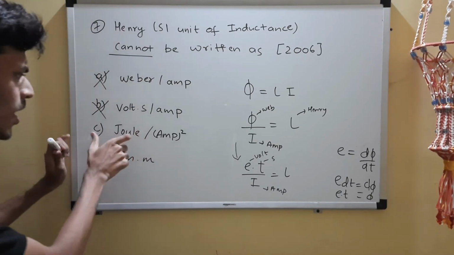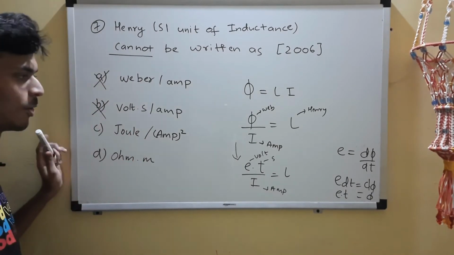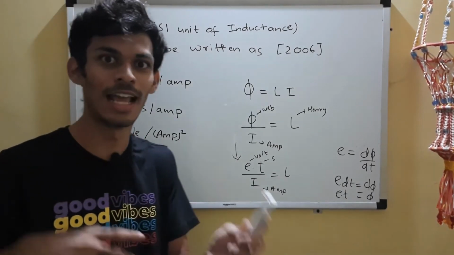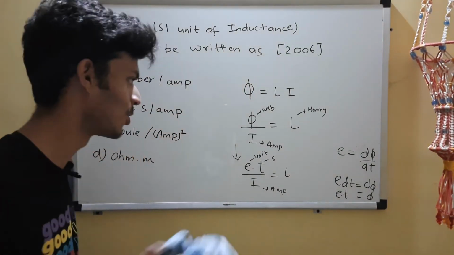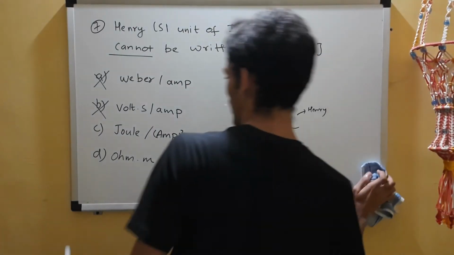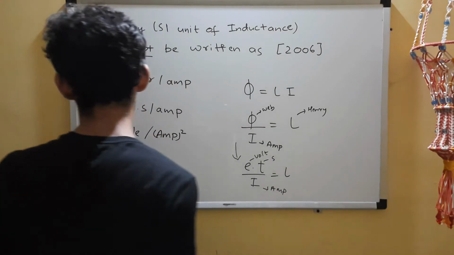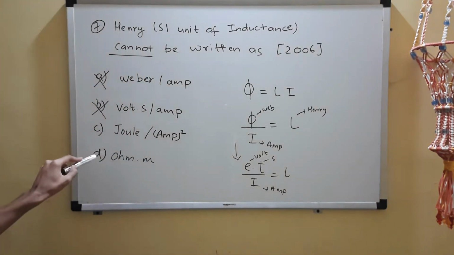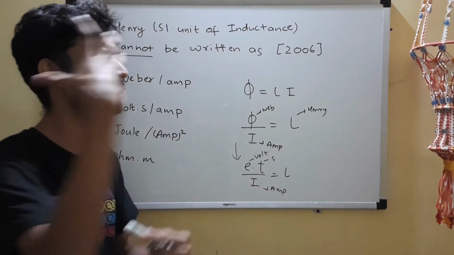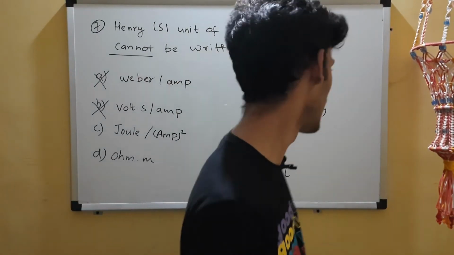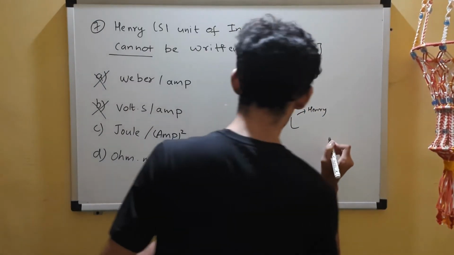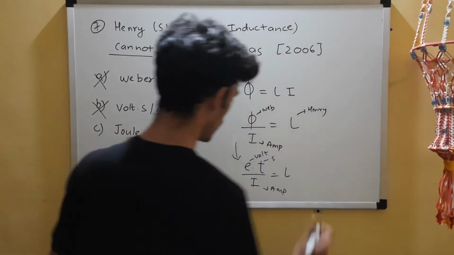Now this might seem absurd, right? How did Joule come over here? This might seem absurd, but Henry can be expressed in that way also. I'll show you how. So this is also not the correct one. So the last option, ohm meter, which is the unit of resistivity, is the correct answer. Okay, let's prove this wrong first. So Joule, how to get Joule from here?